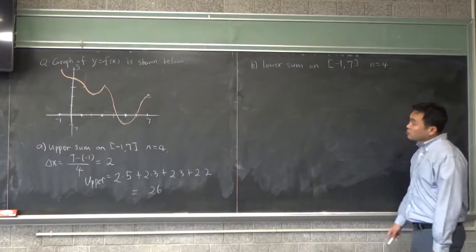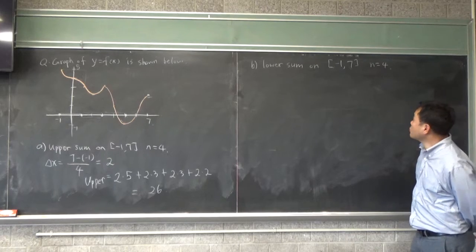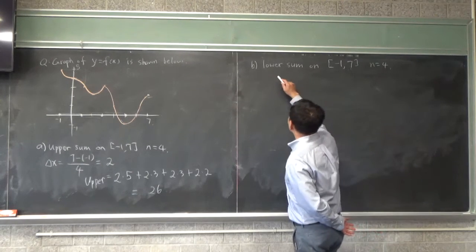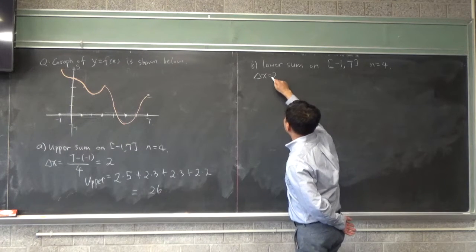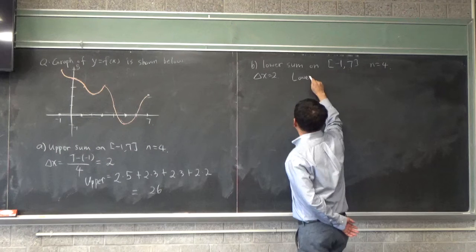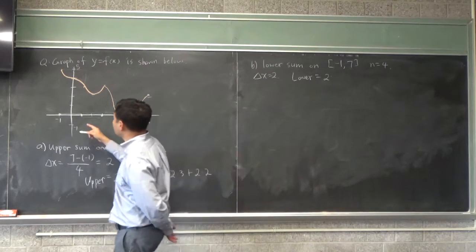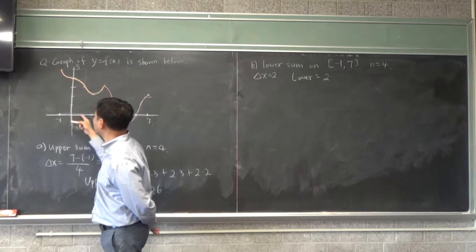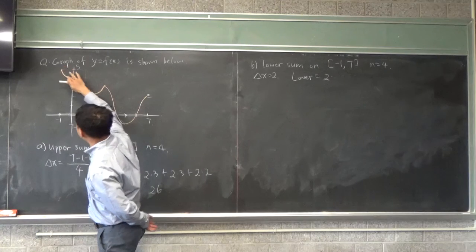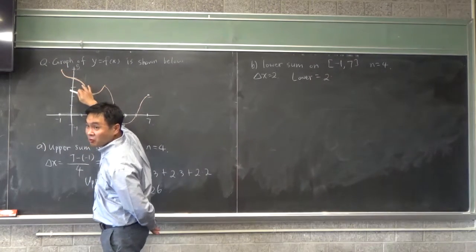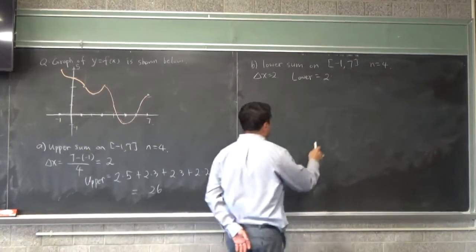Now let's try to do the same thing for the lower sum. For the lower sum, we have the same delta x. So the lower would be base times height. Okay, what's the height that you use for the first interval? 3. It's this side that's the lowest in this graph, right? The lowest point of this graph over this first interval is this point. So it's 2 times 3.